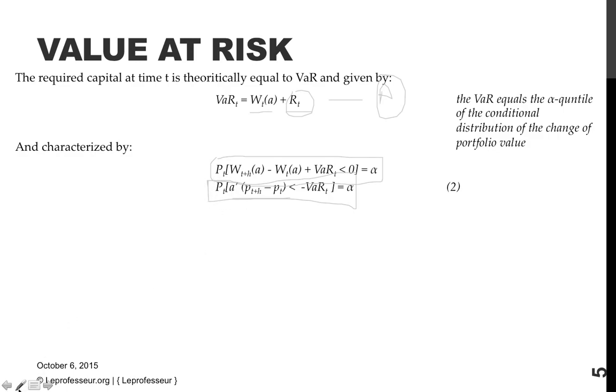So let's say, as I was mentioning earlier, we have a probability distribution function like this, and we say this is our alpha quantile, then from the alpha quantile towards your mean line, that will be our VaR.